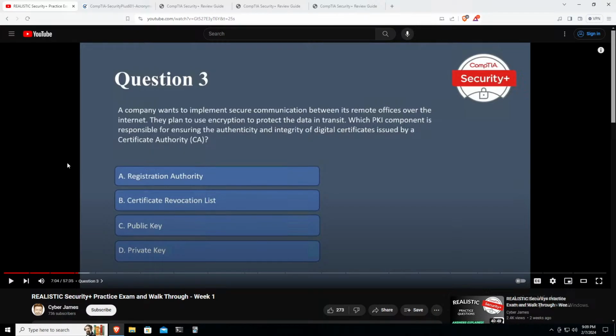They plan to use encryption to protect the data in transit, which uses PKI, or public key infrastructure, meaning private keys and public keys. That's the context here. Which PKI component is responsible for ensuring the authenticity and integrity of digital certificates issued by a CA?